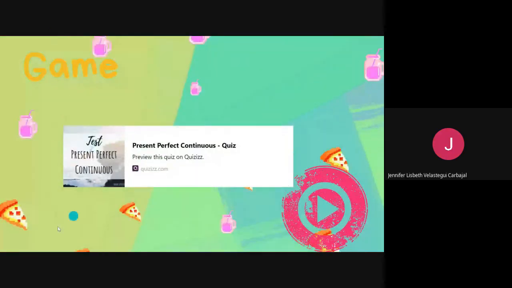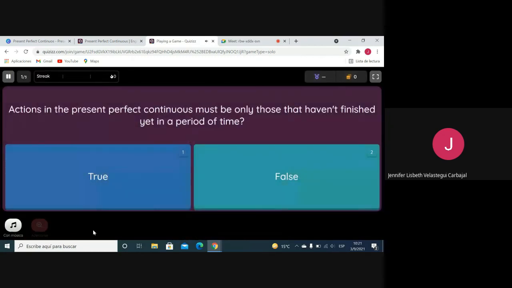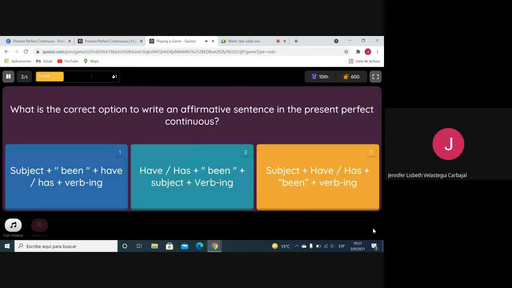Next, the game. Actions in the present perfect continuous must be only those that haven't finished yet in a period of time. True or false? False. What is the correct option to write an affirmative sentence in present perfect continuous? 1, 2, or 3? 3.